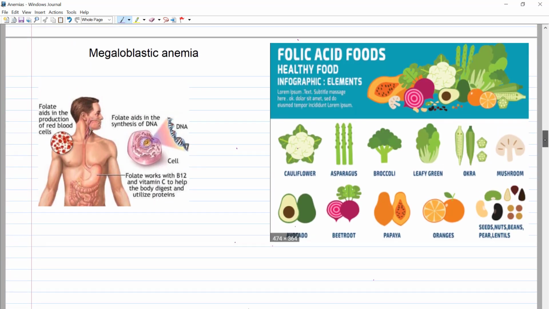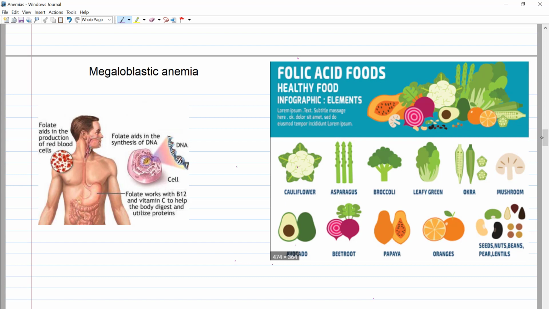So now let's move on to megaloblastic anemia. In megaloblastic anemia, there are two types. We have folic acid deficiency anemia, and we have vitamin B12 deficiency anemia. So let's start with folic acid. And I mentioned this folic acid earlier, that folic acid is very important in RBC production. Now, the thing with folic acid deficiency is that it's due to impaired or defective DNA synthesis.